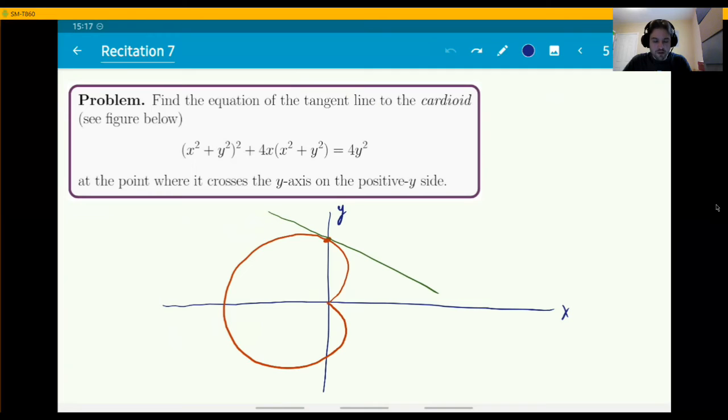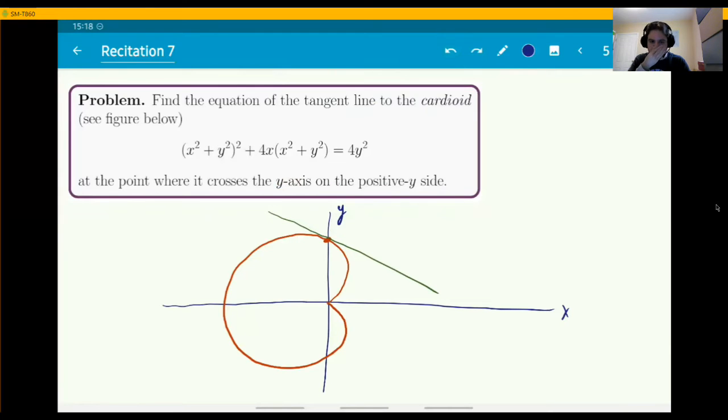The problem is find the equation of a tangent line, and the curve is called a cardioid, by the way. If you use a computer to graph this crazy expression, what you find is it's not a graph of a function, it's a general curve that has this heart shape. So it's called a cardioid. And the question wants us to find the equation of the tangent line at the point where this curve is crossing the y-axis on the positive y side. So I marked this point up here on the y-axis.